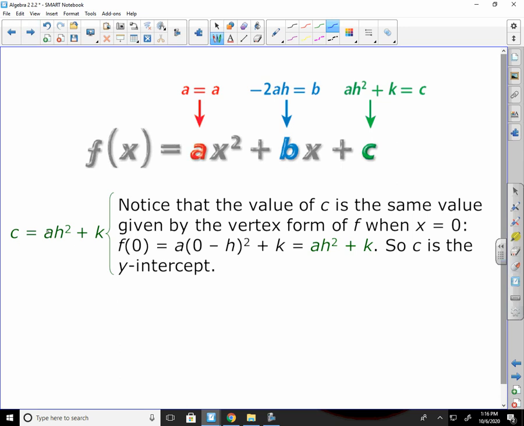The c is a times h squared plus k. Notice that the value of c is the same value given by the vertex form of f when x equals 0. So c is our y-intercept. If I plugged a 0 in for x, it would be a times 0 minus h, which is just negative h, squared, would make it positive. So it's ah squared plus k.